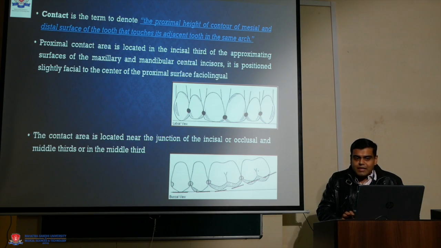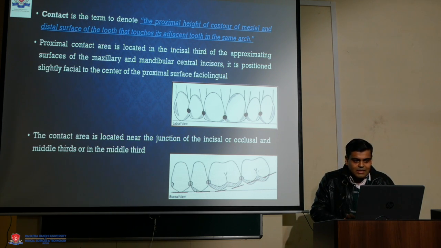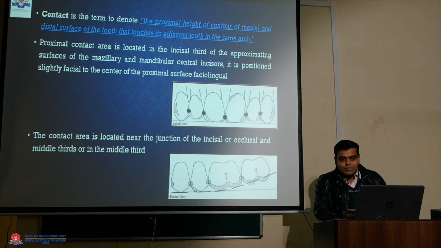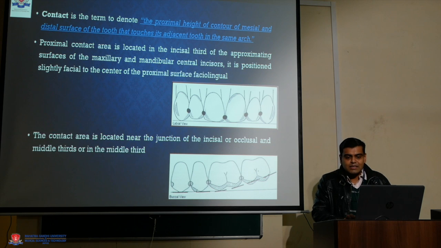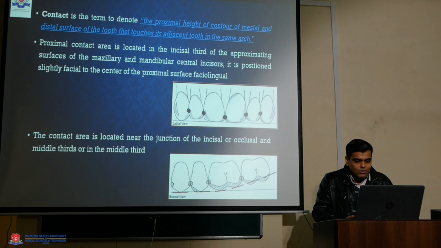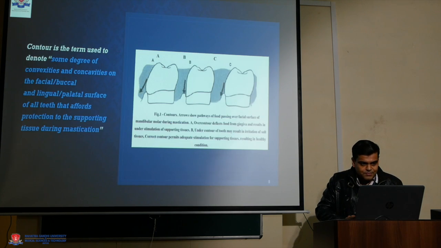So the contact is defined as the proximal height of contour of the mesial and the distal surface of the tooth that touches its adjacent tooth in the same arch. So when we go for the anterior teeth, the proximal contact area is located in the incisal third of the approximating surfaces of the maxillary and mandibular central incisors, and it is positioned slightly facial to the center of the proximal surface facio-lingually. When we look at the posterior teeth, the contact area is located near the junction of the incisal or occlusal and the middle third, or in the middle third.